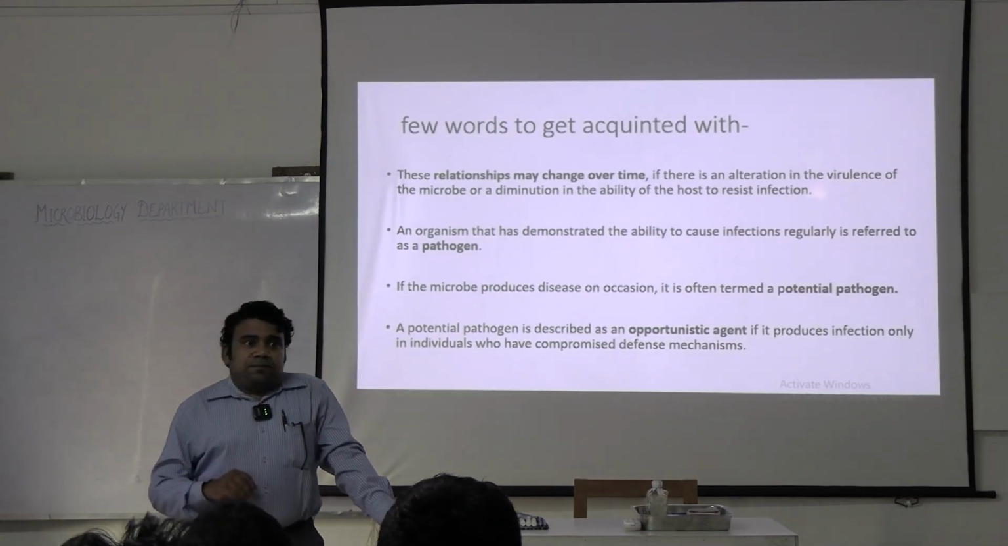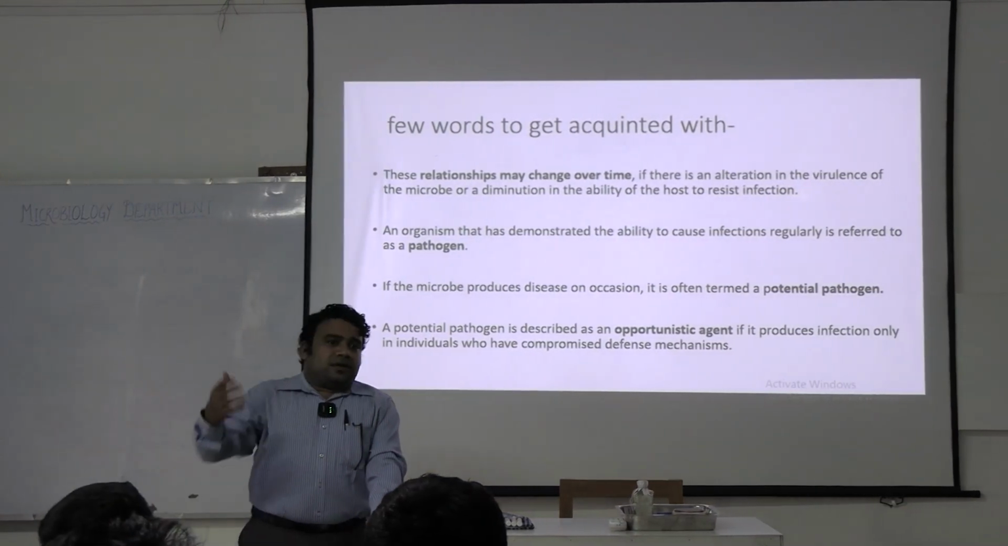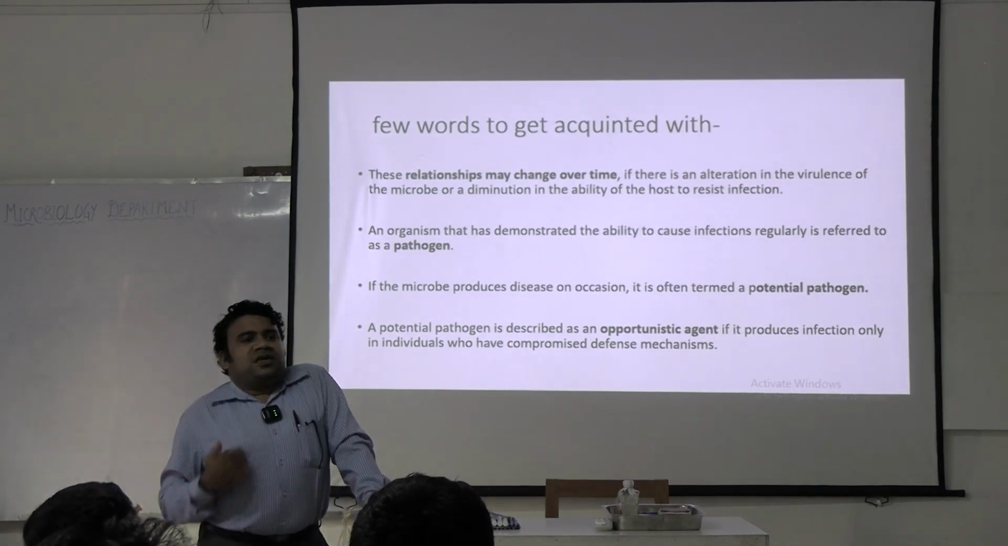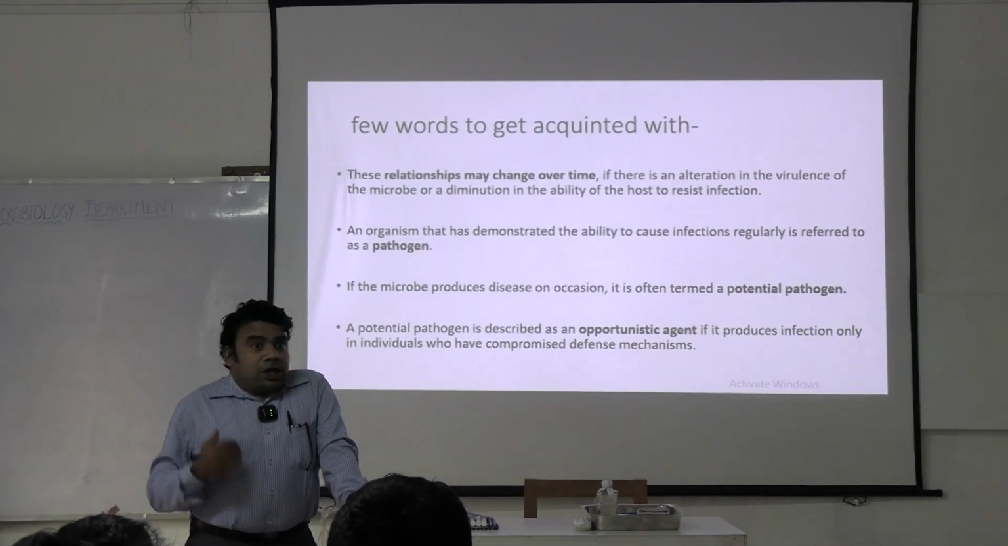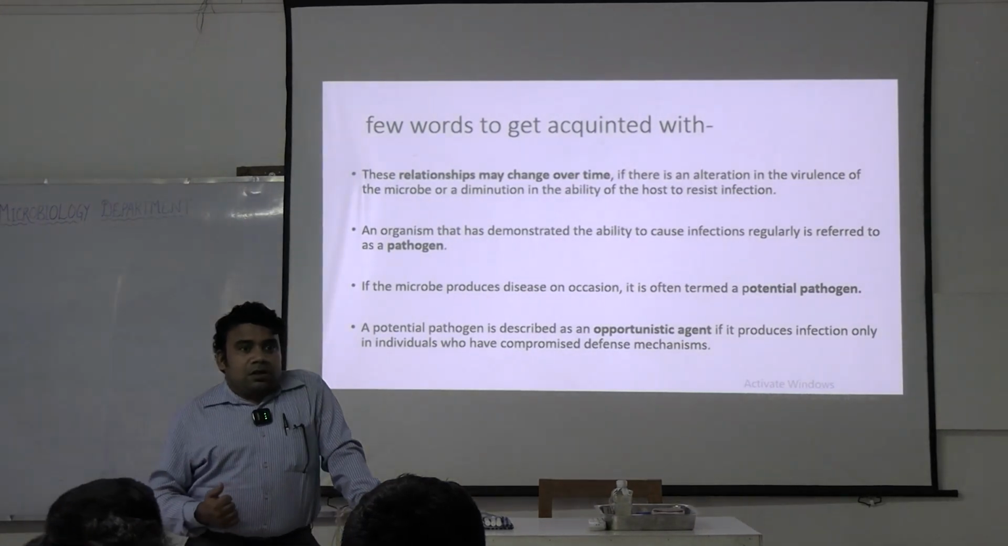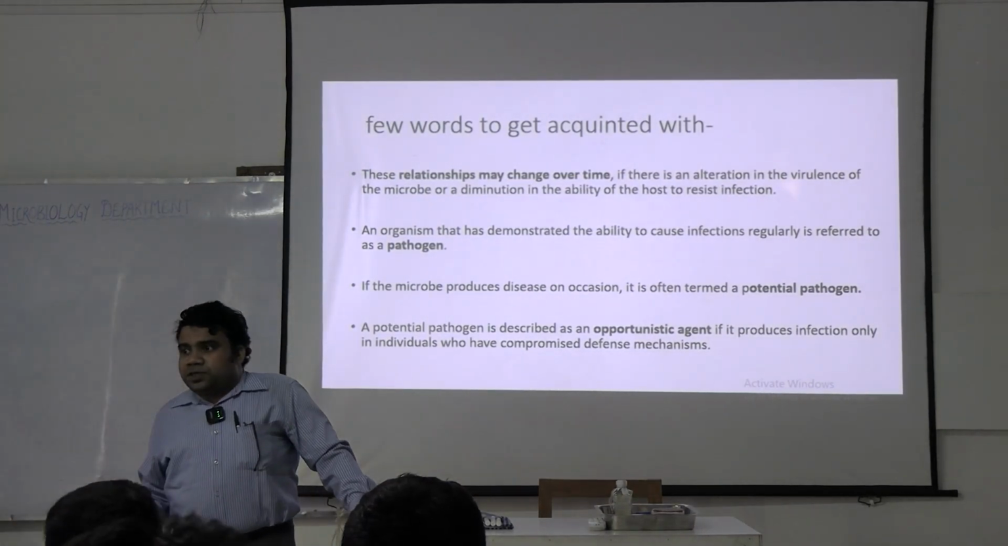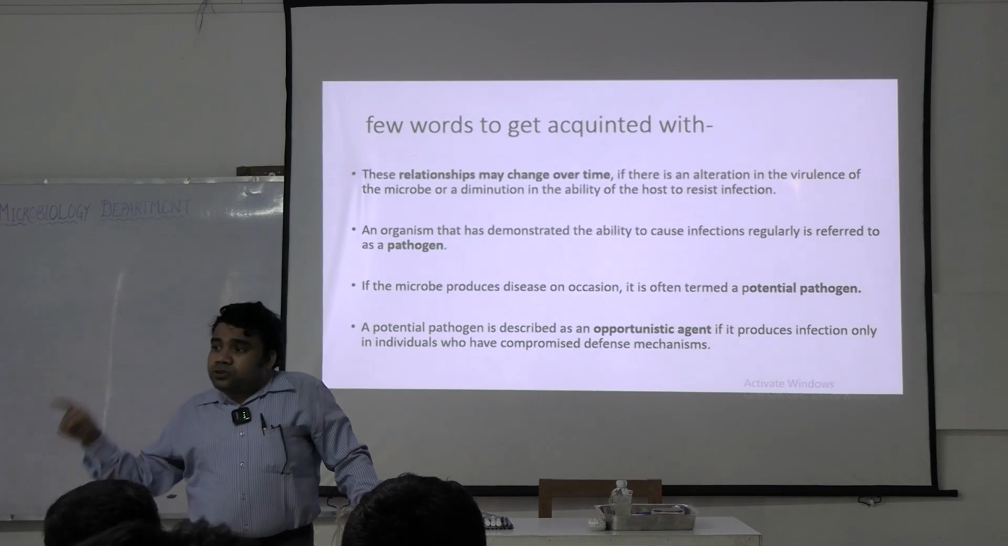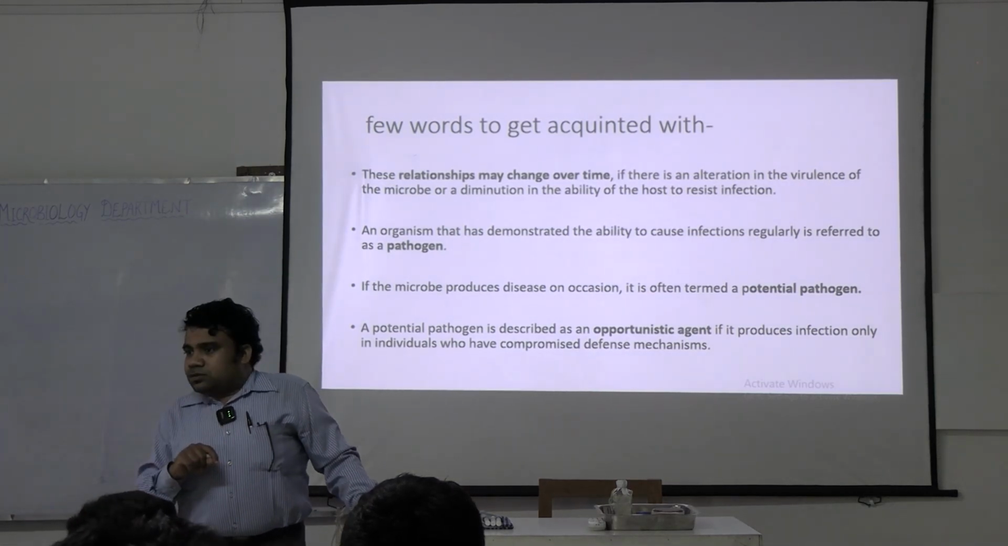For example, say you are in a clinic and you think the patient is having pneumonia. You have to look for whether the patient is having any immune suppression or not. If the patient is having an immune suppression, you have to think of opportunistic pathogens also, right?